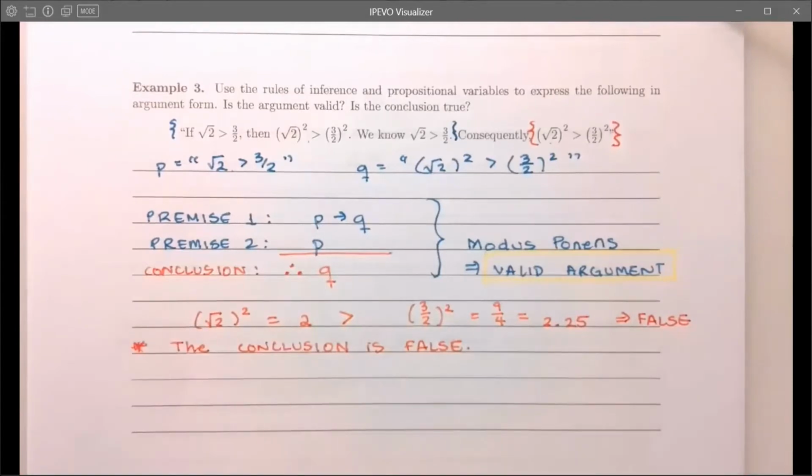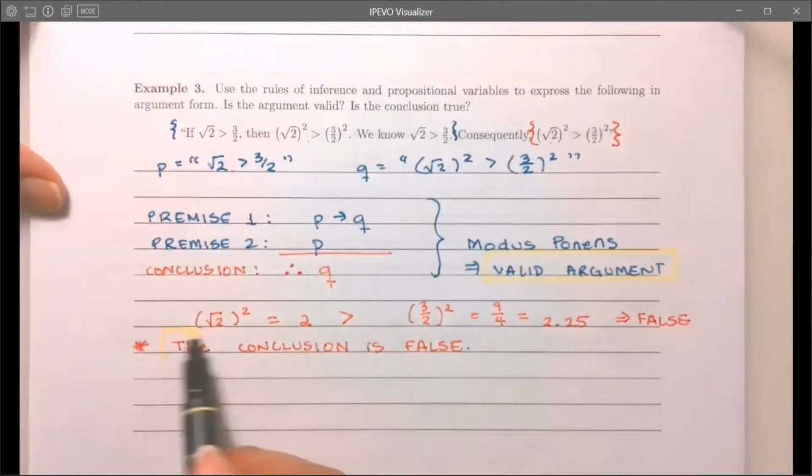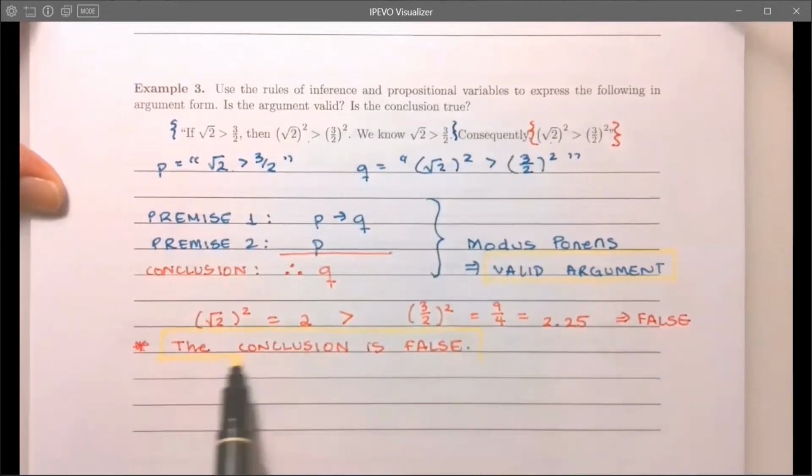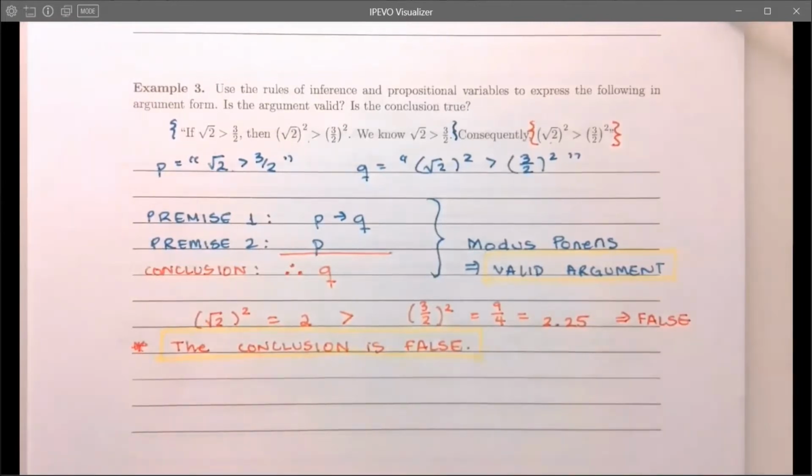So we might say, well, wait a minute, but we just said that the argument was valid. How is it that we built a valid argument but came up with a false conclusion? Well, again, let's think about what it means for the argument to be valid. The argument is valid when, if you assume that the premises are true, then the conclusion is true. So if the conclusion turned out to be false in a valid argument, that means that one of the premises must have failed in being true.